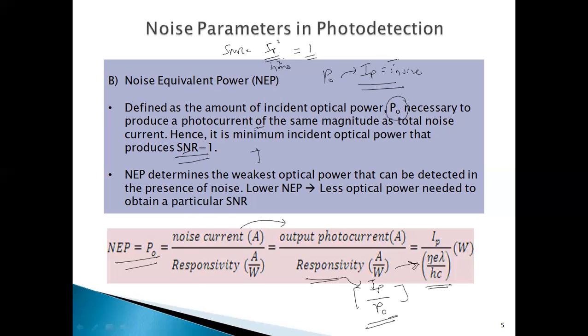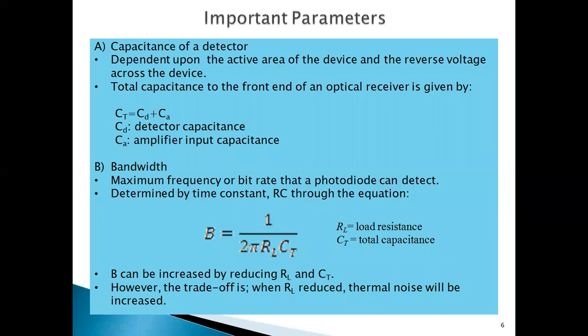Quantum efficiency, the eta. e is the charge amount, lambda is the wavelength, h is the Planck constant, and c is the speed of light. So by having a ratio between the IP and this responsivity, we can find the noise equivalent power. Hopefully you understand this NEP clearly. That should be another important parameter that we need to know because it is related to the noise calculation later on. The first one is the capacitance of a detector.